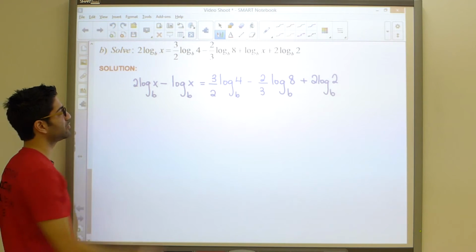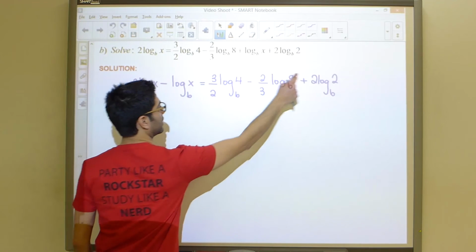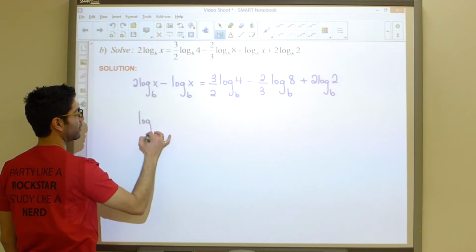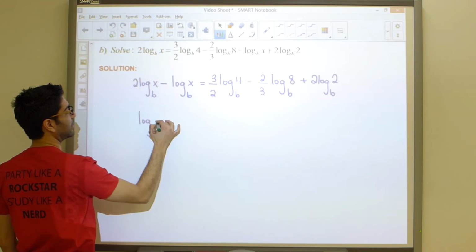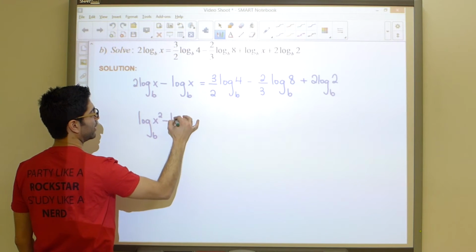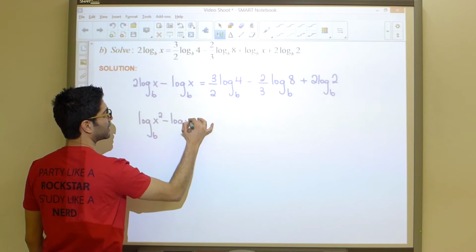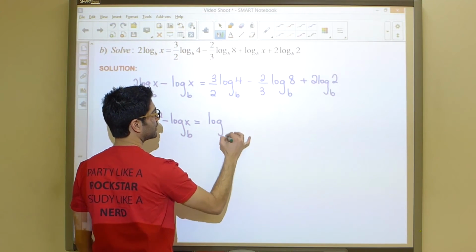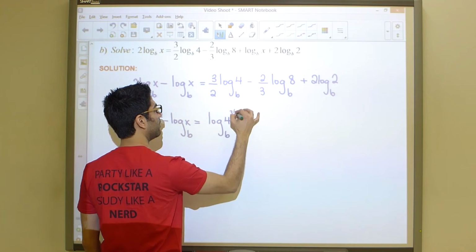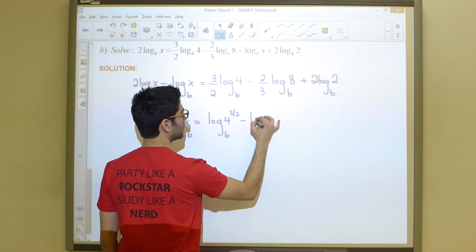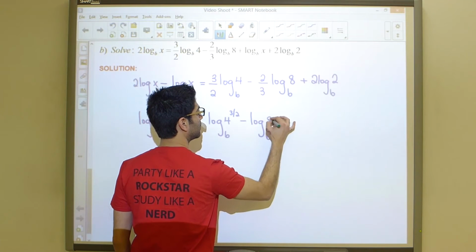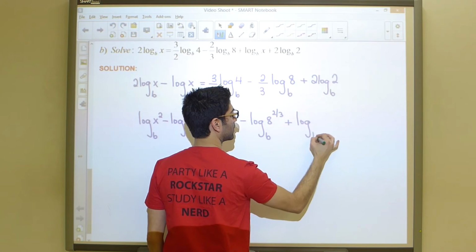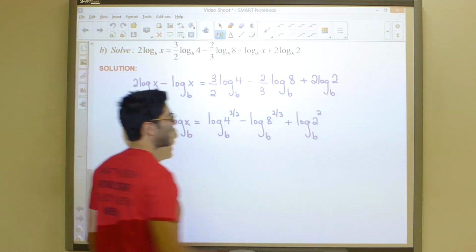Step number 2 is to take every coefficient and convert it into a power. We're allowed to do that. That is a property of logarithms. So I have this 2 over here. I'm going to bring it up top, and it's going to become x squared. The second term remains unchanged, but in the following 3 terms, every coefficient is going to move up and become a power. And there you have that.